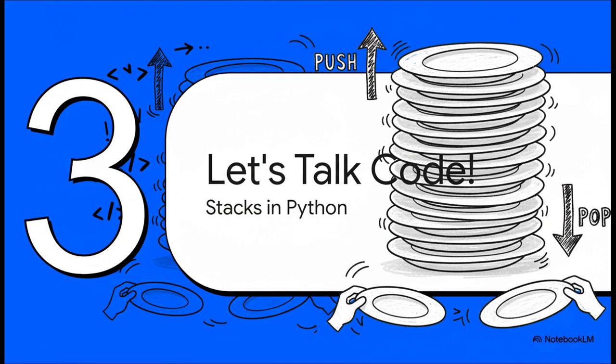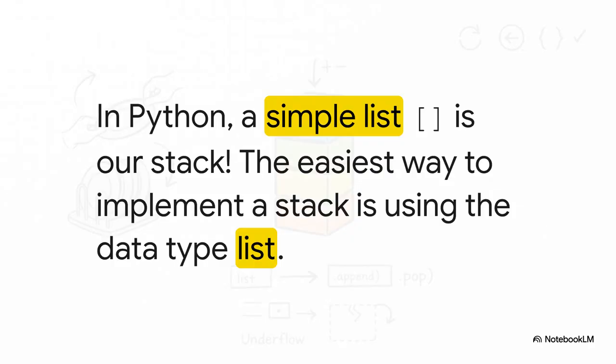But listen to me, I promise you, making stacks in Python is maybe the easiest thing you will do all year. You will not believe this, but in Python, we just use a simple list. You know, the one with the square brackets. That's it. That is your stack. No need for any complicated code. It is really that easy.